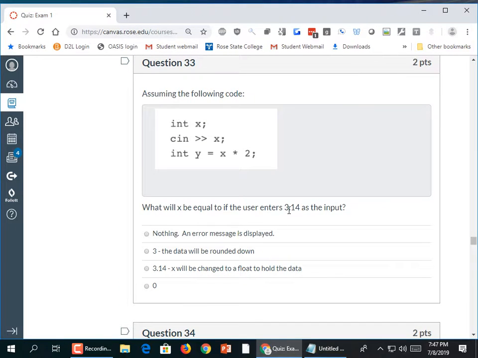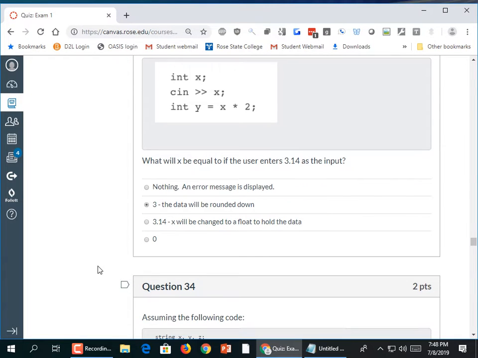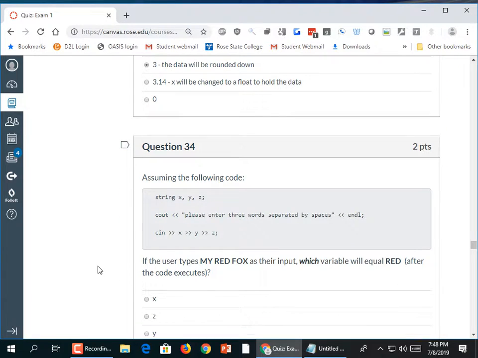Following code. If the user enters 3.14, what happens? Well, they type in 3.14, and then that value gets stored in X, but X is an int, so it gets rounded down. Or it gets truncated is a better way to say it. It just drops everything after the decimal point, which to my mind is rounding down.